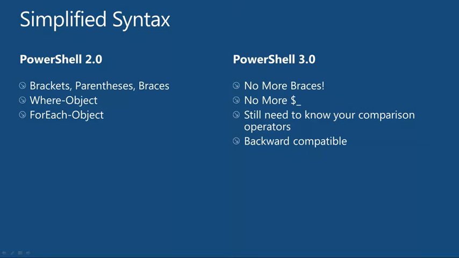You still need to know the comparison operators. I know sometimes that's a bit of a pain point, especially if you're coming from other scripting languages. When I want to do an equal sign, I just type an equal sign. No, it's minus LT, fine, or minus EQ. You still need a little bit of that. It is backward compatible if you need to. And so to me, that's probably one of the biggest things here. And this is just simplified so much. So when I look at some of the simplified syntax around these things, the Where-Object and the ForEach-Object.